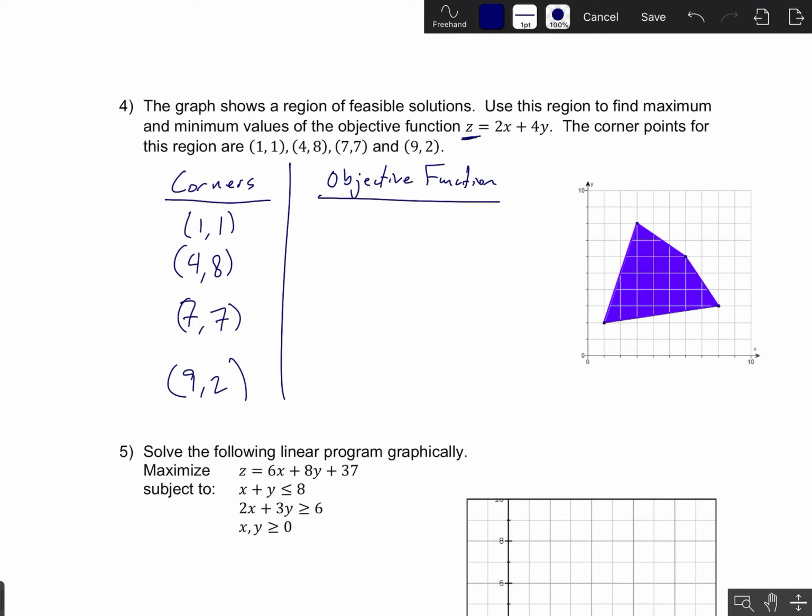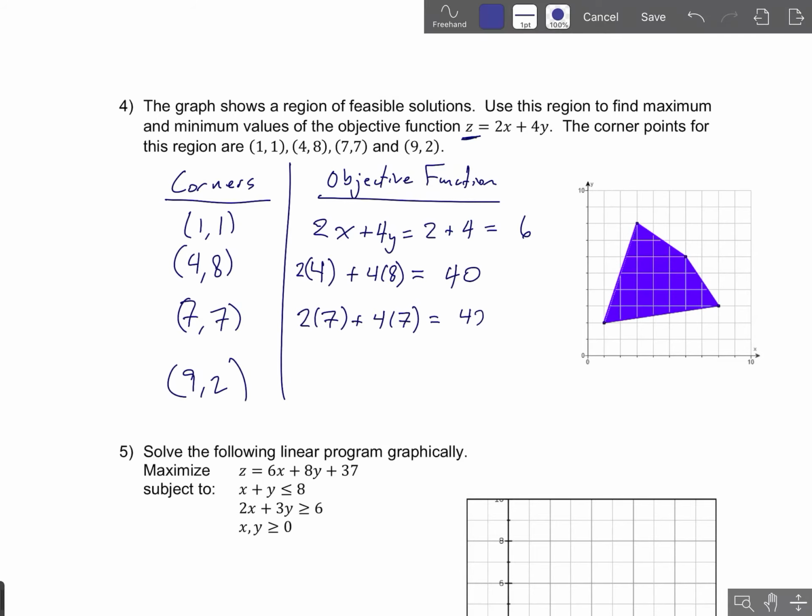So if I plug in (1, 1), that would mean that our x value is 1 and our y value is 1. So our z value would be 2x plus 4y equals 2 plus 4, since both x and y are 1, which would be a 6. Similarly, this second corner would give us a 2 times 4 plus 4 times 8, which would be 40. And then if I plug in (7, 7), then that would give us a 2 times 7 plus a 4 times 7, which would be a 42.